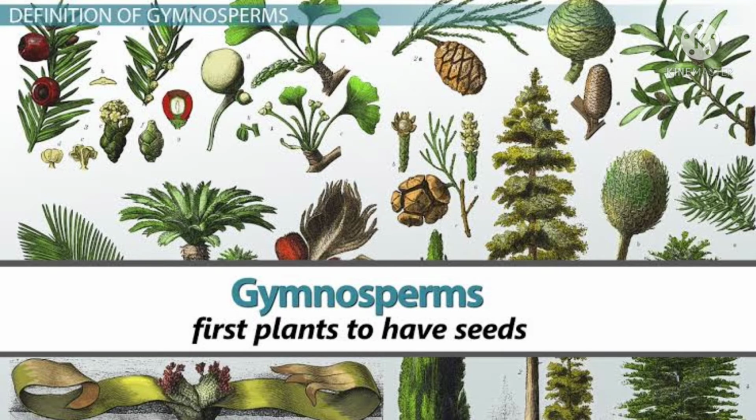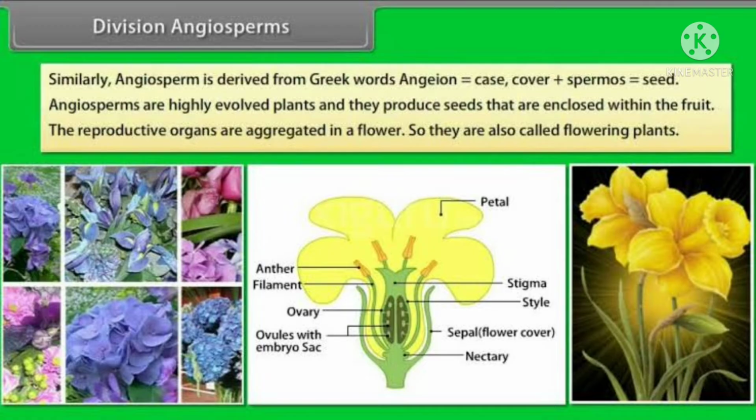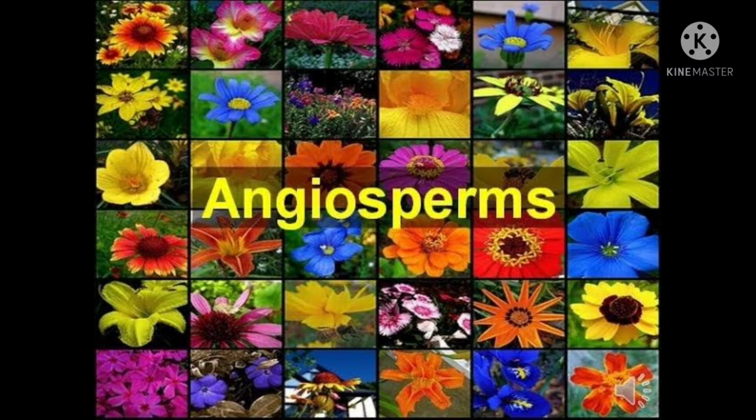Under this, pines, deodar, and cycas come under gymnosperms. The angiosperm: this word is derived from two Greek words, angio, which means covered, and sperma, which means seed. Here the seed is covered within the fruit, and these are also called flowering plants. The seeds develop inside an ovary which is modified to become a fruit, and ovules become seeds.